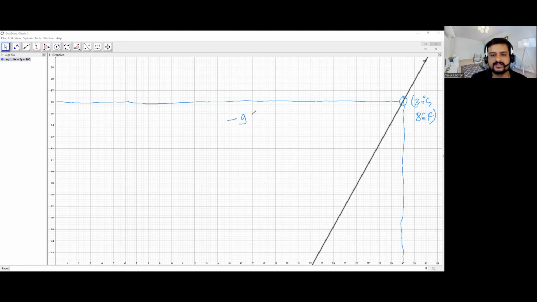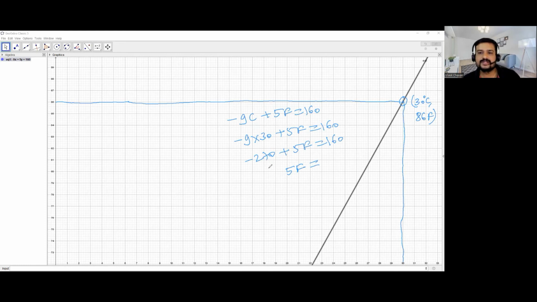You will do like this: minus 9c plus 5f is equal to 160. This is our equation. So put the value here of degree Celsius, that is 30 degrees Celsius. So minus 9 into 30 plus 5f is equal to 160. So this will come minus 270 plus 5f is equal to 160. So 5f will be equal to what?